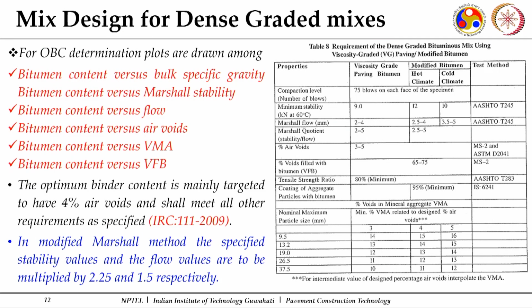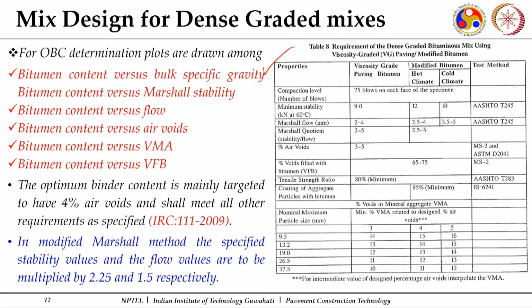Once this is done, so volumetric parameters are determined, and stability and flow are determined, we plot these properties with respect to the binder content. We will plot the specific gravity or bulk density, also referred to as unit weight of the compacted specimens, with respect to the bitumen content. The second one is bitumen content versus Marshall stability. Third, because we have chosen say 4 to 5 trial binder contents, bitumen content versus flow, bitumen content versus air voids, bitumen content versus VMA, voids in mineral aggregates, and bitumen content versus voids filled with bitumen.